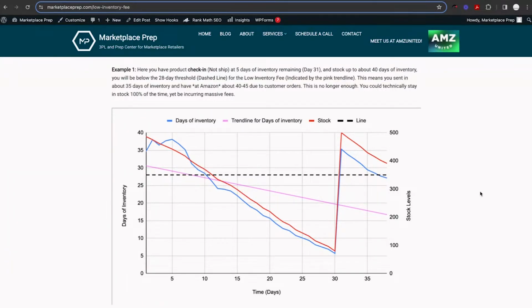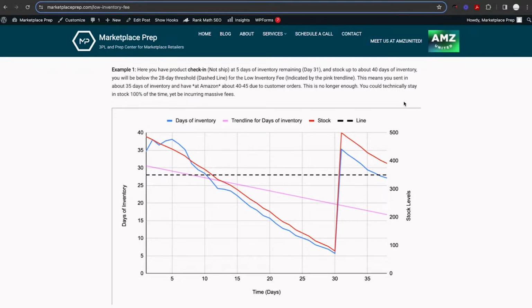Now, at the beginning, you have no problem. You're above that 28-day threshold, this dashed line. But over time, since you're maintaining a lower amount of days of stock, it's pushing that average down. And now, even if you stock up, it's going to be hard to bring that back up because it's a game of averages. It's not a game of snapshots.